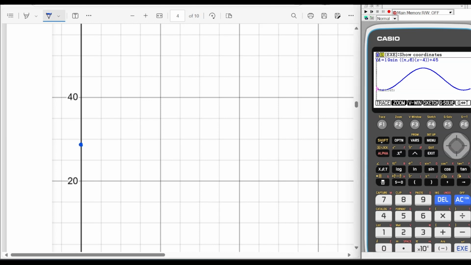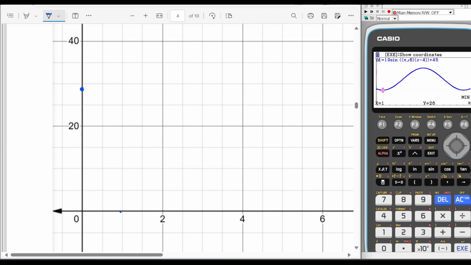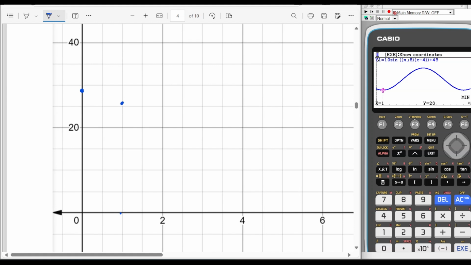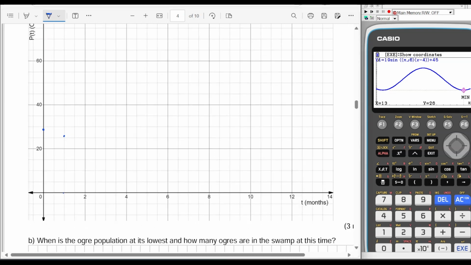Some other key features we might want are our minimums and maximums. So if we just go and draw it, G-solve and then go min, 1 with 26. So where it's got 1 there, I should be up at 26. So it's about there. And the next minimum, it's a little bit out of the range, but it would be at 13 and 26. So roughly there is what we're aiming for.